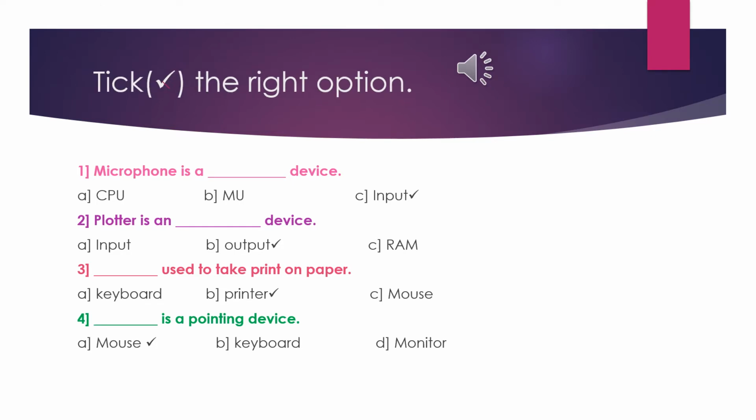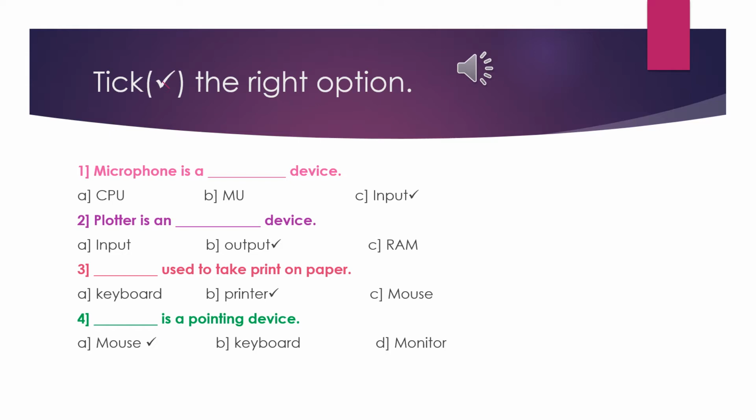Our next exercise is tick the correct option. 4 questions are there in this exercise. So, let's start the exercise. The first question is, microphone is a dash device. We are having 3 options. CPU, option number 2, MU, option number 3, input. And the correct answer is input device.